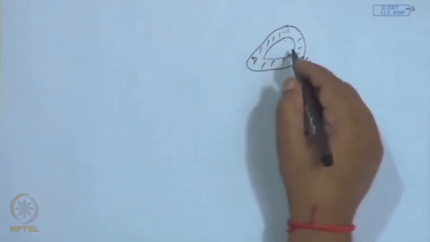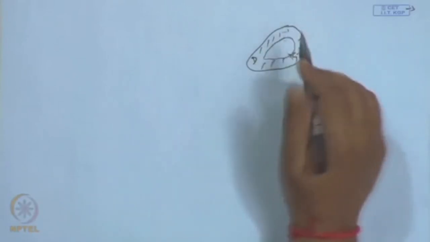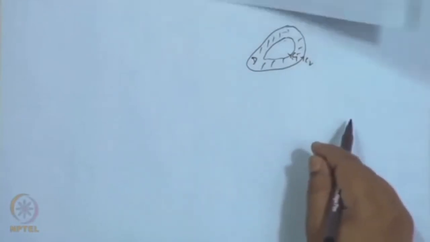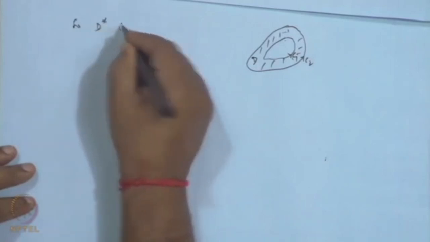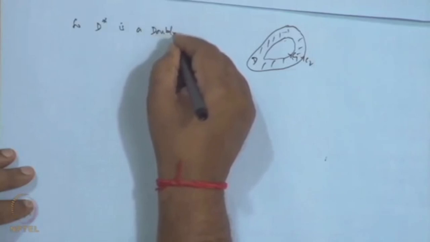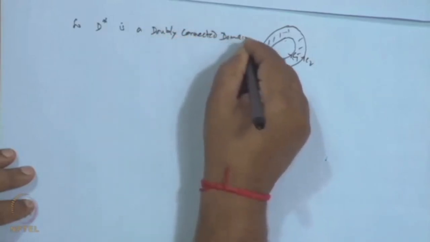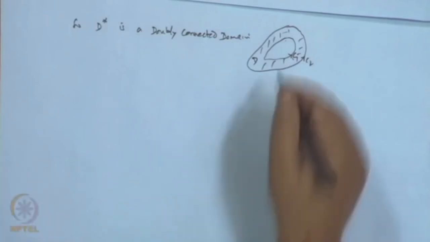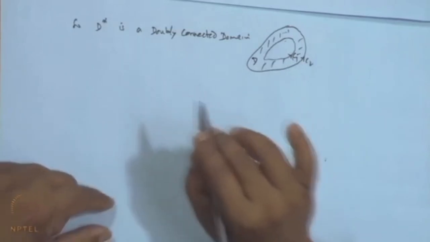So, basically D star is a multiply connected domain, it is not a simply connected domain. D star is a doubly connected, or multiply connected, domain, is it not? Because it has two boundaries and this portion is not there, so it is not simply connected.